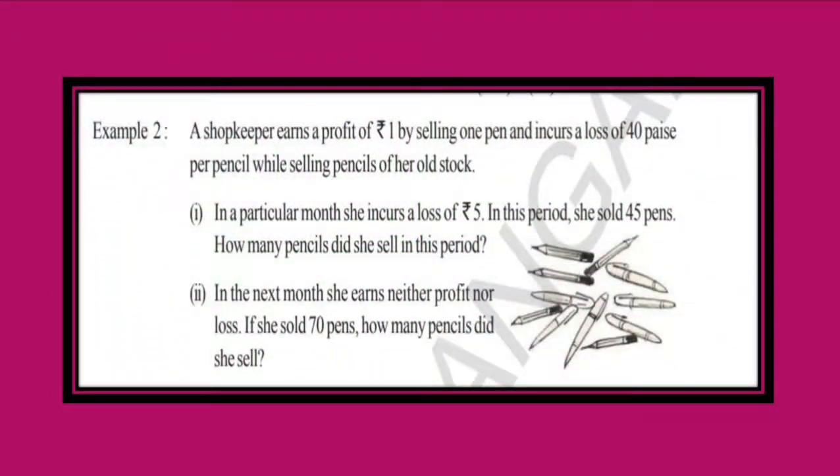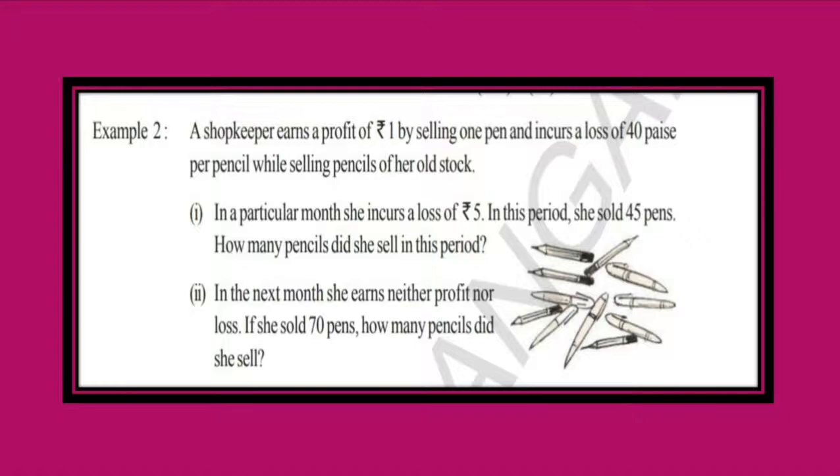See the example problem. A shopkeeper earns a profit of rupee 1 by selling one pen and incurs a loss of 40 paise per pencil while selling pencils of her old stock. So that means when she sells a pen she gets a profit of 1 rupee, and when she sells her old stock pencil then she gets a loss of 40 paise. So here there are two bits.